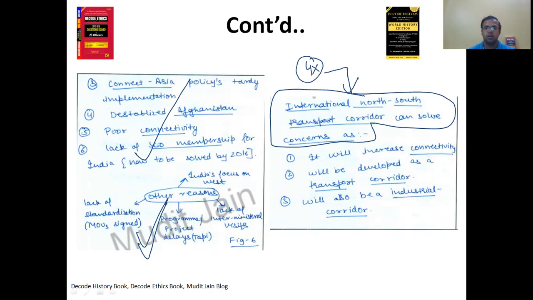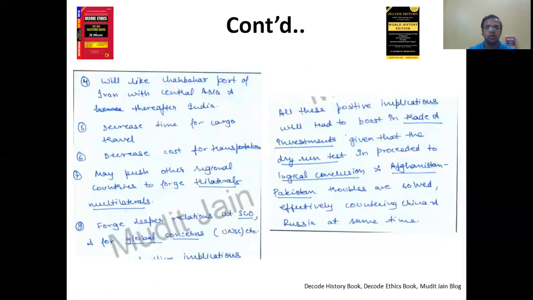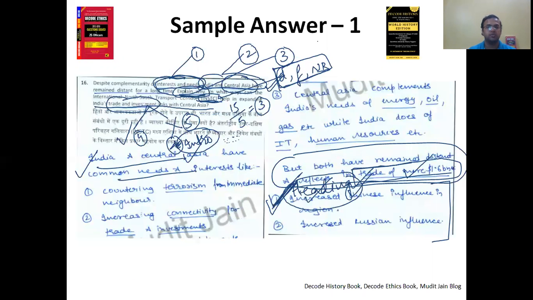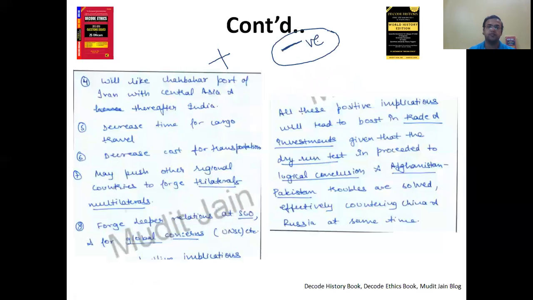Then I have mentioned the effects of INSTC, how it will solve the concerns of trade and investment. I have written 7-8 points, but if you read these points, you will see that I have only written in favor of INSTC, and I have not mentioned even a single point where INSTC might fail, where INSTC might not address our concerns of trade as well as investment. So this is the fifth mistake that I have made in this question.